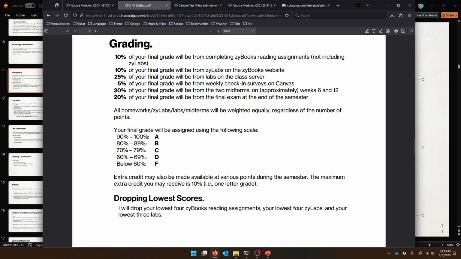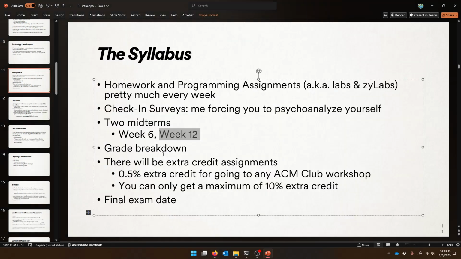All right? So each midterm is going to be worth 15% of your grade. So both of them together is 30%. And then the final exam at the end of the semester will be 20% of your grade. Okay? So that's the grade breakdown. I do also give extra credit.